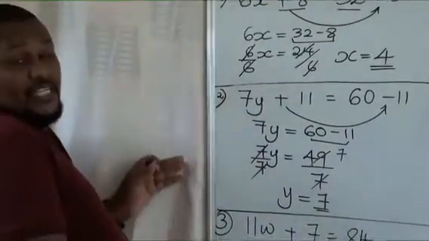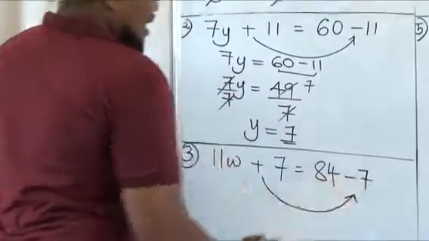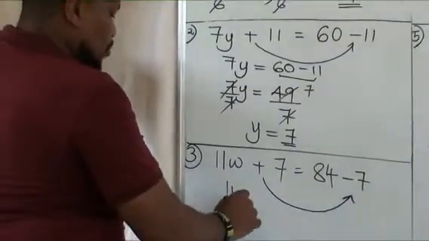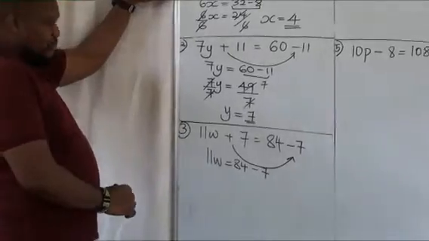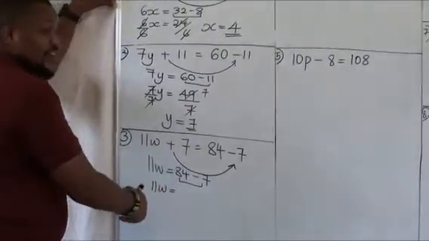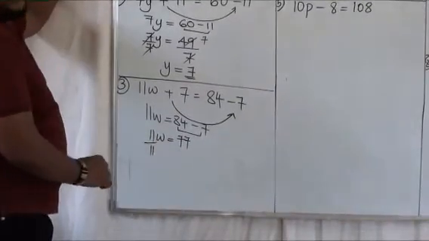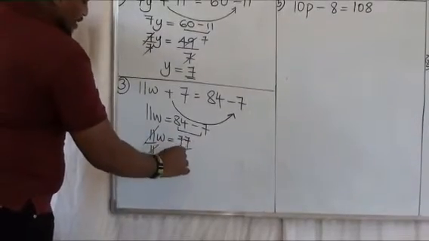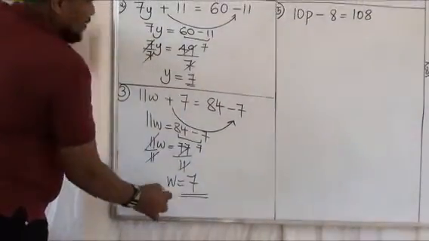Therefore, in our number 3, again, we are going to take this to the other side. We shall have negative 7, whereby now we shall have 11w is equal to 84 minus 7. So this part, we shall have 11w is equal to 77. We divide both sides by 11, whereby we are eliminating the coefficient. We get the value of w: we divide this by 11, so that we get 7. Therefore, the value of w becomes 7.